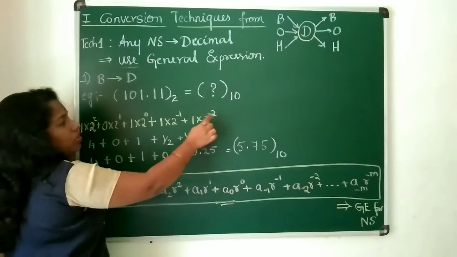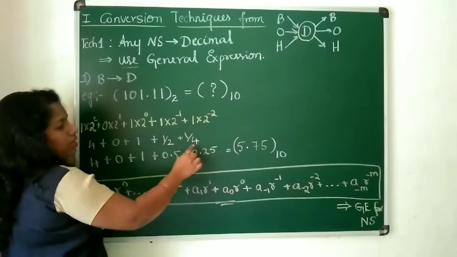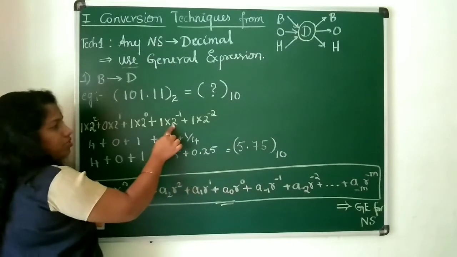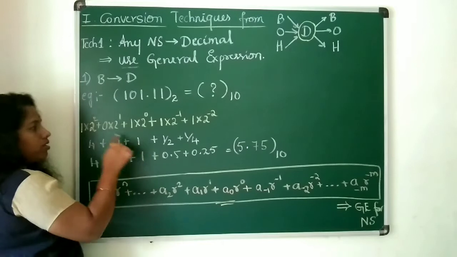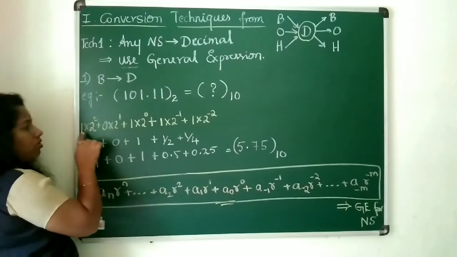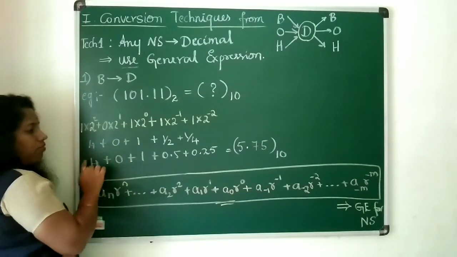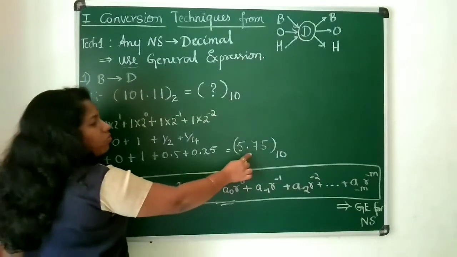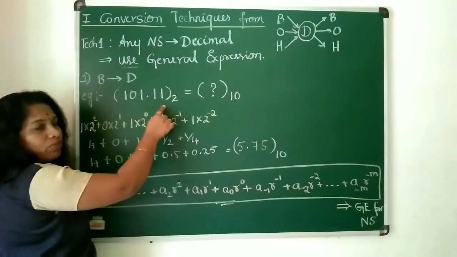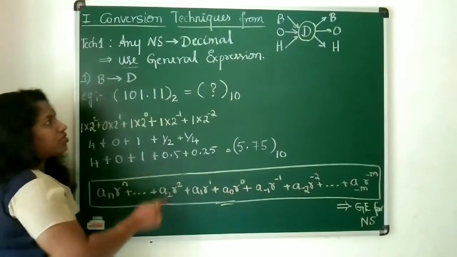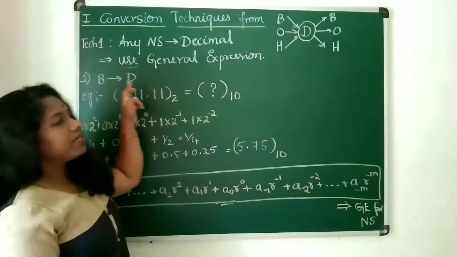You know that 1 divided by 4 is nothing but 0.25. 1 by 2 is nothing but 0.5. 1 into 1 is nothing but 1. 0 into 2 is 0. 1 into 4 is 4. When you add all these things, you will be getting 5.75, which is the equivalent of 101.11. So this is the conversion technique for binary to decimal.